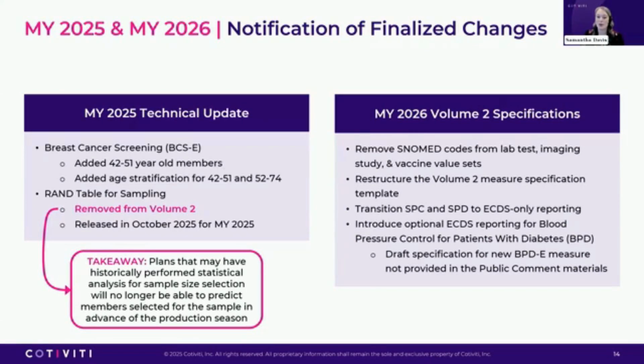Finally, they note that they will be introducing optional ECDS reporting for the blood pressure control for patients with diabetes measure. This aligns with the timing NCQA provided in their hybrid retirement timeline for the release of a BPDE measure. We were, however, surprised to see that NCQA did not include a draft version of the BPDE measure within the public comment materials.